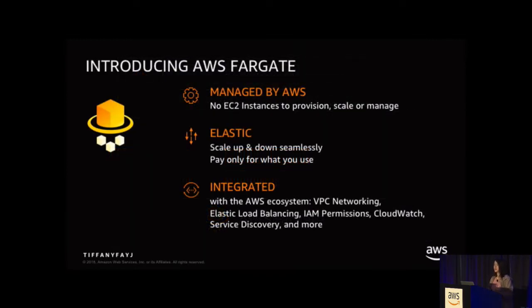So to quickly introduce Fargate, basically, it's managed by AWS. You don't have to worry about EC2 instances anymore. You can just start worrying about the things that you need to create your containers. It's elastic, so you can easily scale up and scale down. So if you want to have 3 more containers, then you can easily do so. And then it's also integrated with the existing AWS ecosystem. So there's VPC networking, load balancing, IAM, et cetera. And basically, the things that you could have done before with ECS, the API that you use is the same as what you use in Fargate. You just can use some different options.